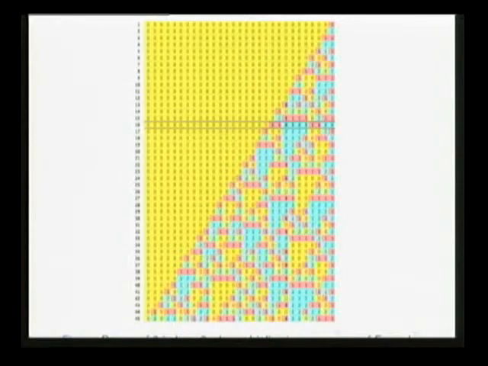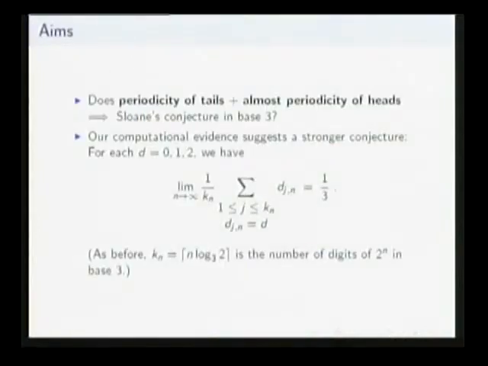Each digit appears 1/3 of the time, the proportion on each line. Yeah? So this is what I wrote here, see? The average number of digits equal to d, for any d equal to 0, 1, and 2 is 1/3. So this means that in each line, as you go along, the frequencies are converging to 1/3. Yeah?